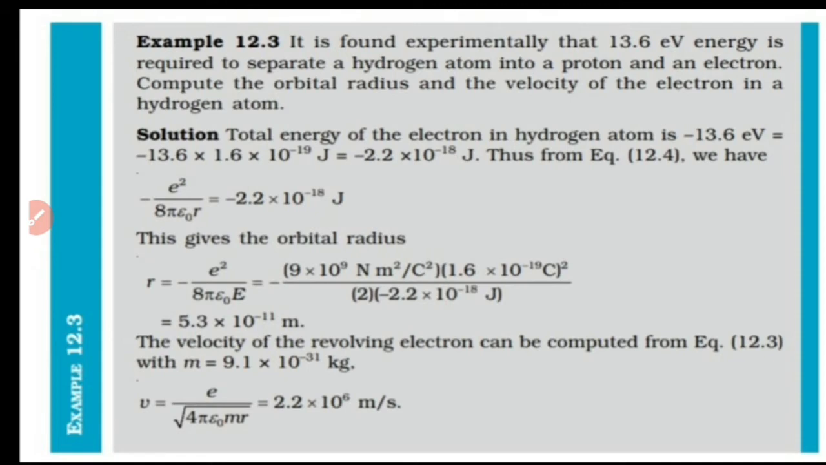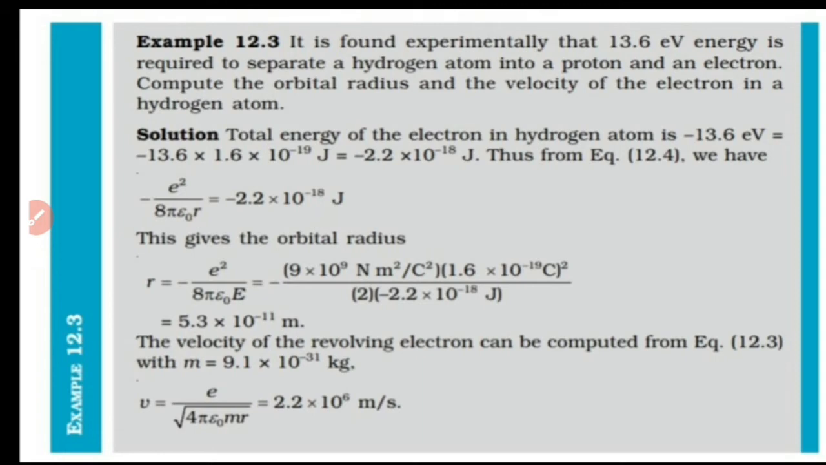Now using the expression for total energy, we will get the orbital radius. Just equate the expression for total energy, that is minus e square by 8 pi epsilon 0 r, with the given value. So by equating and rearranging, we have r is equal to minus e square by 8 pi epsilon 0 into total energy. Substituting the values and doing the calculation, we'll have 5.3 into 10 raised to minus 11 meter.